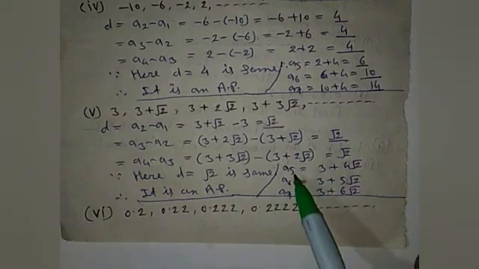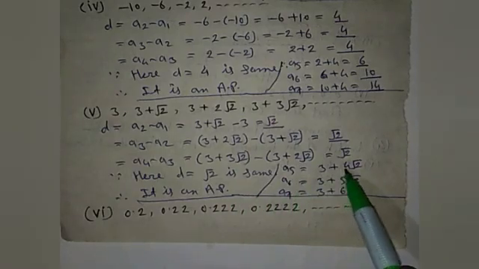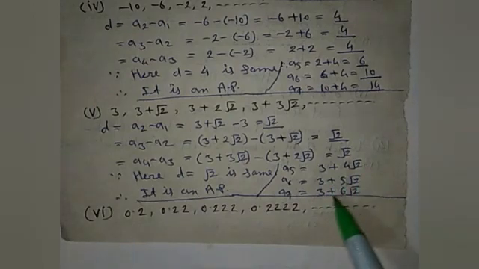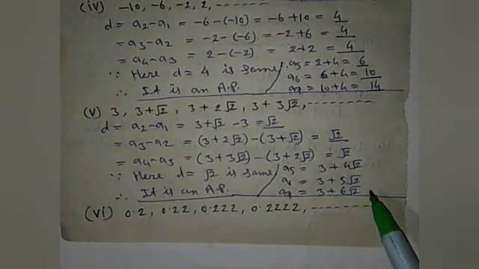So here you have to find A5, A6 and A7, which is equal to 3 plus 4 root 2, 3 plus 5 root 2 and 3 plus 6 root 2.